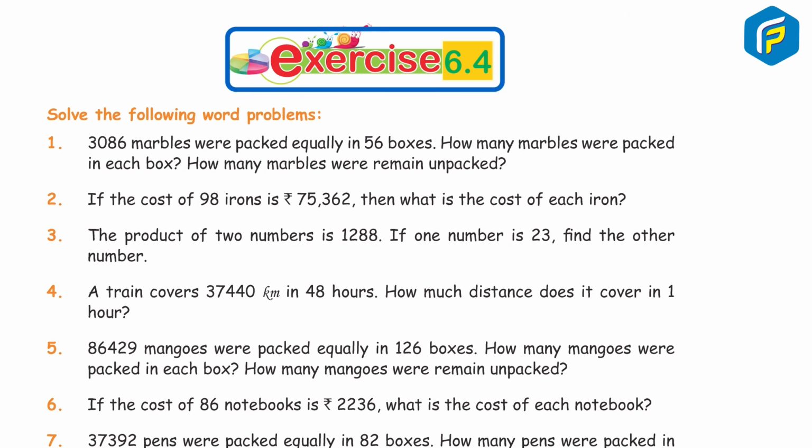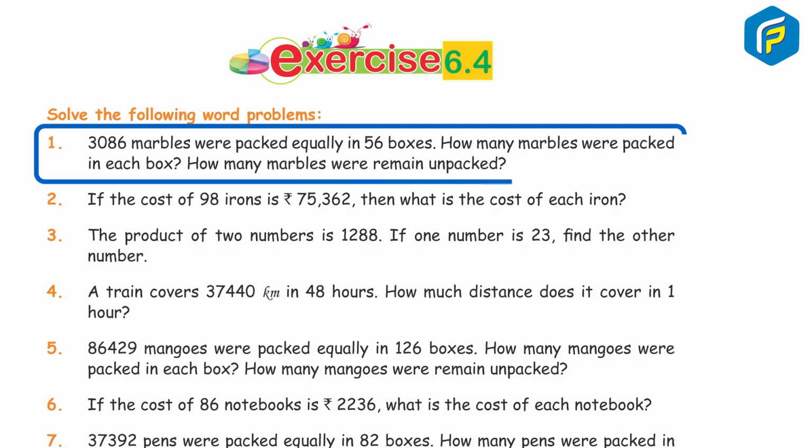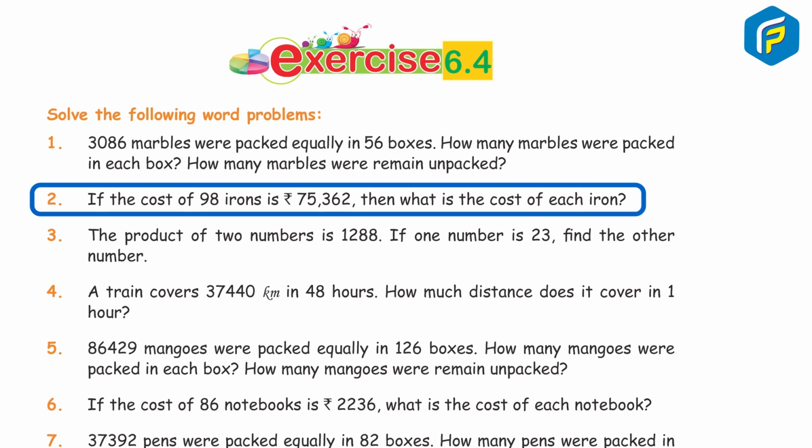Exercise 6.4. Solve the following word problems. Question 1. 3086 marbles were packed equally in 56 boxes. How many marbles were packed in each box? How many marbles will remain unpacked? Answer. Quotient 55, remainder 6. Question 2. If the cost of 98 irons is rupees 75,362, then what is the cost of each iron?